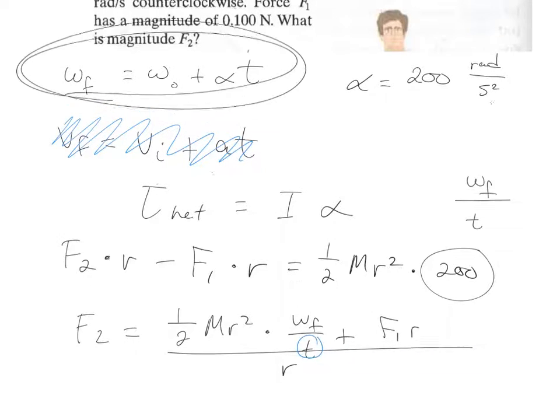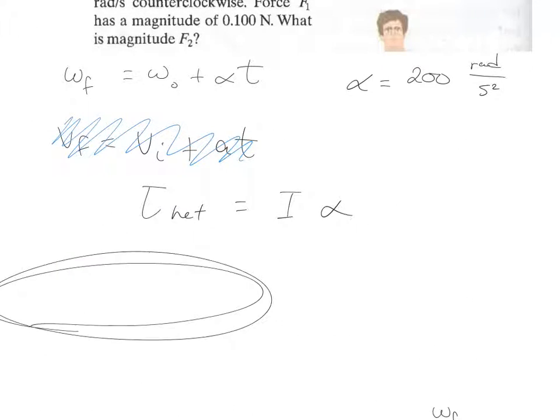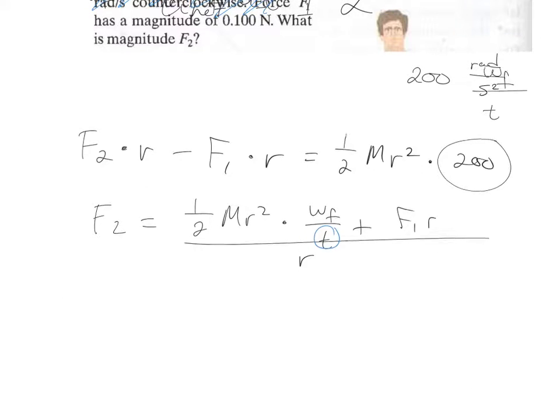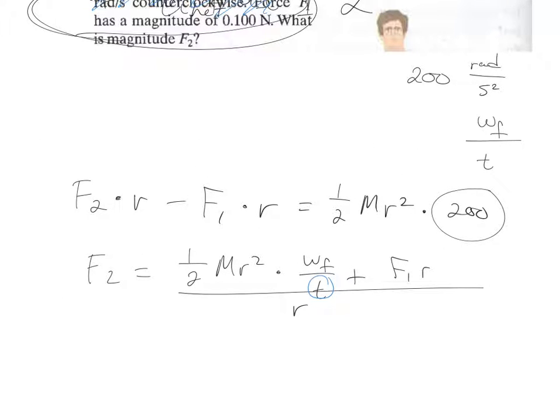Or if we can simplify this further. We can simplify this a bit further. Let's take a look at what it simplifies to. We've got 1/2 m r squared. The r's will cancel there, giving us 1/2 m r. And then that's going to be times omega f all over t. So I can get rid of the 1/2 and put a 2 in the denominator instead. And then plus F1. That's it, because the r's cancel.